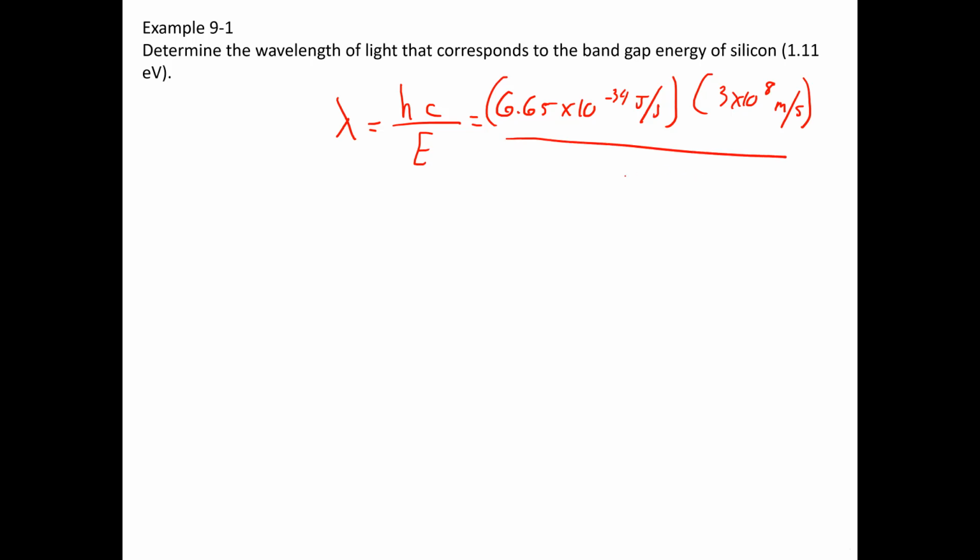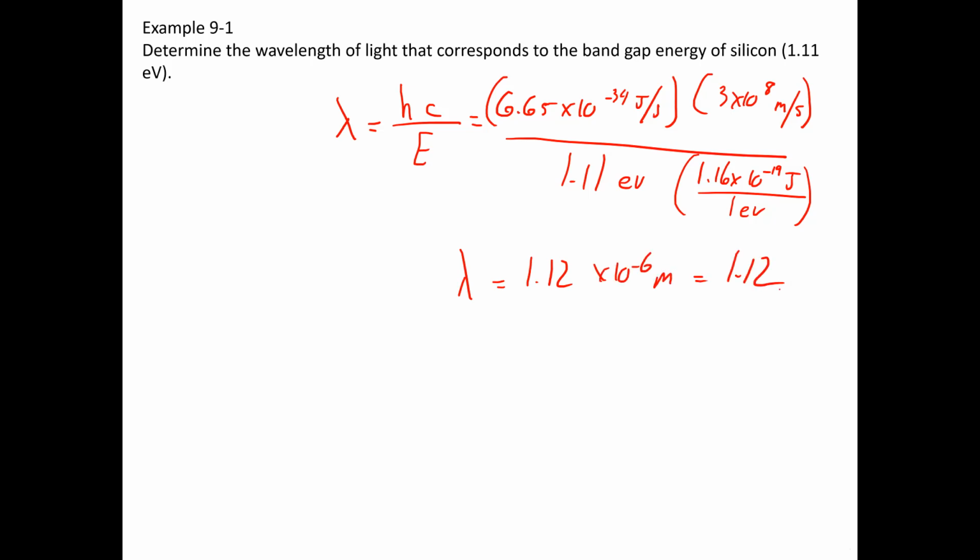Divide that by the band gap energy, and of course we have to go through the conversion where 1.16 times 10 to the negative 19 joules is equal to 1 electron volt. So in that case, we would get that the wavelength is basically 1.12 micrometers. So again, that's looking at the wavelength of light that corresponds to the band gap energy of silicon.